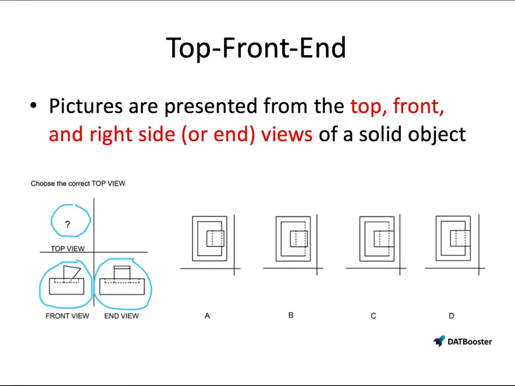So in these problems, 2 of the 3 of those views are shown with 4 alternatives for the third missing view in order to complete the set. And the game is figuring out which one of those 4 is correct. And it's not always the top view that's missing. Sometimes it's the end view, and other times it's the front view that's missing.